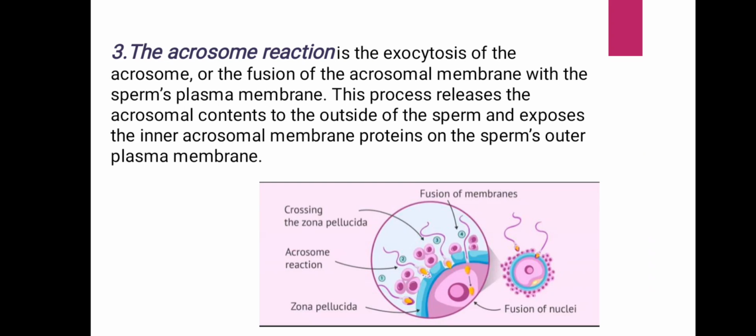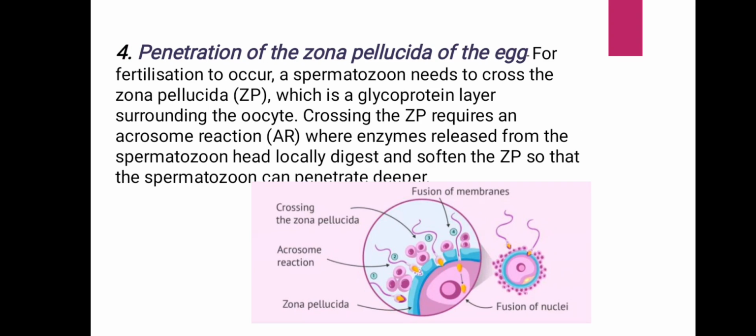Third is the acrosome reaction, which is the exocytosis of the acrosome, or the fusion of the acrosomal membrane with the sperm's plasma membrane. This process releases the acrosomal contents to the outside of the sperm and exposes the inner acrosomal membrane's proteins on the sperm's outer plasma membrane.